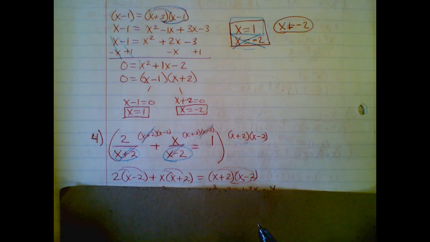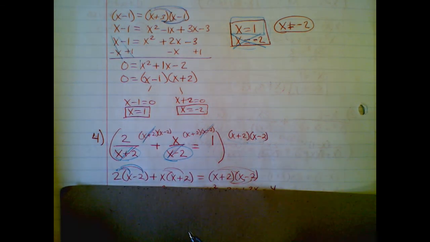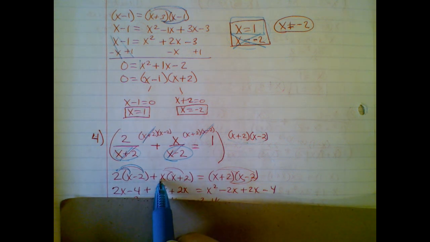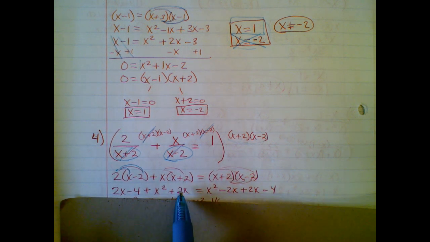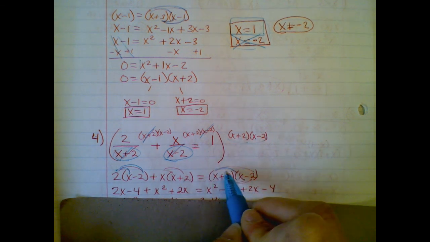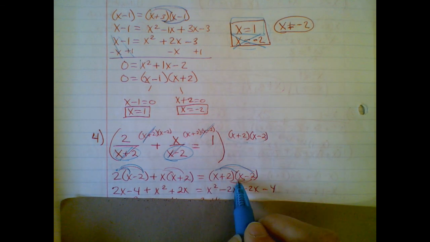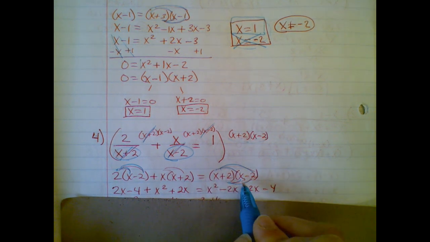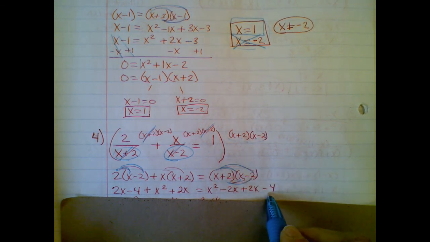Now I'm going to go through and start simplifying. So distribute here, 2 times x is 2x, 2 times negative 2 is negative 4. X times x is x squared, x times 2 is 2x. Over here I need to FOIL. So x times x is x squared, x times negative 2 is negative 2x. Distribute the 2, so 2 times x is 2x, 2 times negative 2 is negative 4.